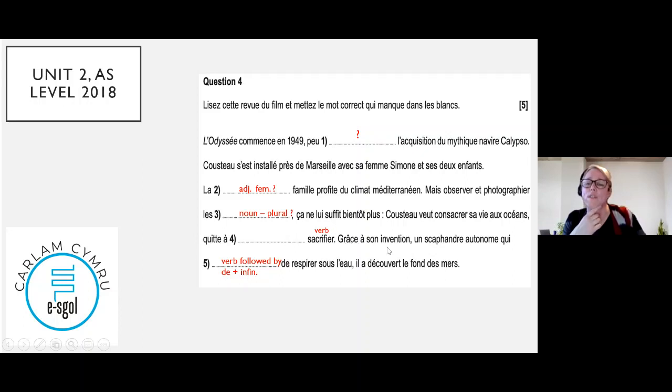Grâce à son invention, you might not know what un scaphandre autonome is, but maybe work out what's going on here, because you don't actually need to know that to work out the next bit. Qui is going to be a verb here, isn't it? After this construction, qui, followed by de, so plus the infinitive here, yeah? So think about it. It's got de respirer, something, de respirer sous l'eau. What verb would fit here that then has de after it? Il a découvert le fond des mers.